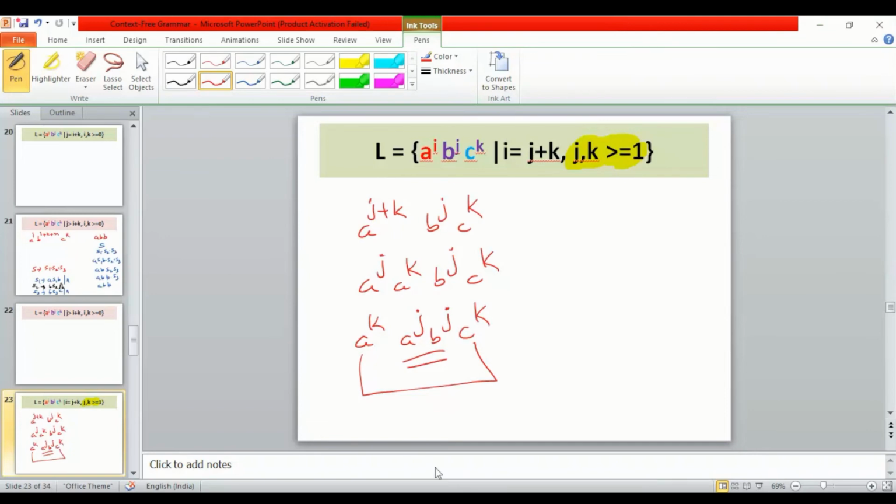So now to achieve this goal, if we derive any string so that you can understand the grammar, let us have this string A, B, C, where I is equal to J plus K. Now if you observe this pattern, it is something like this, that you have to derive A and C, then inside that you have to derive A and B.